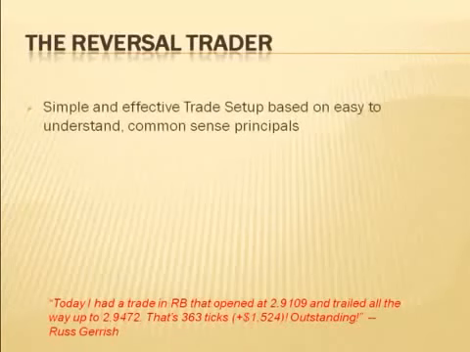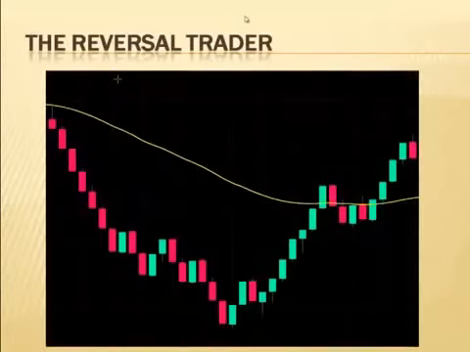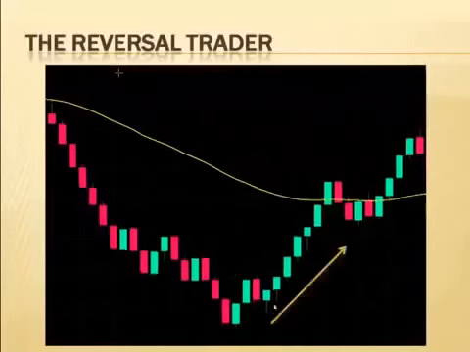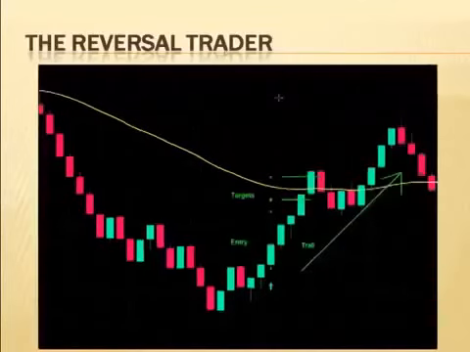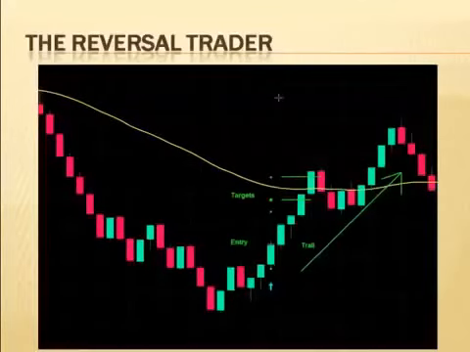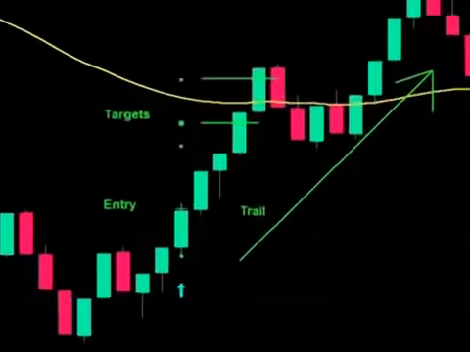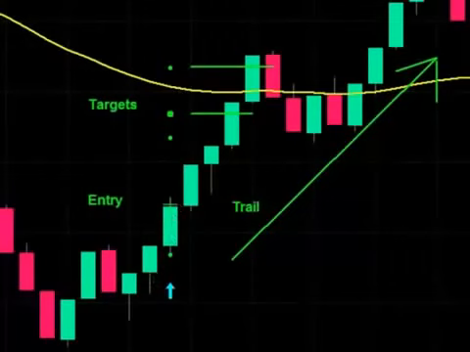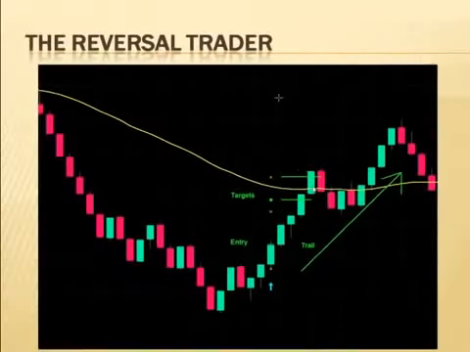The Reversal Trader is a simple and effective trade setup based on easy to understand common sense principles. Take a look at this chart of any market, any time frame. When the price extends down away from an important moving average, represented by this yellow line, it always wants to trade back to that line, like this. The Trend Jumper Reversal Trader takes advantage of that phenomenon that happens on all charts and time frames, and it gives us structure on the chart. It shows us clear entries, clear targets, and gives us a chance to take advantage of that high predictable move back to that important moving average.